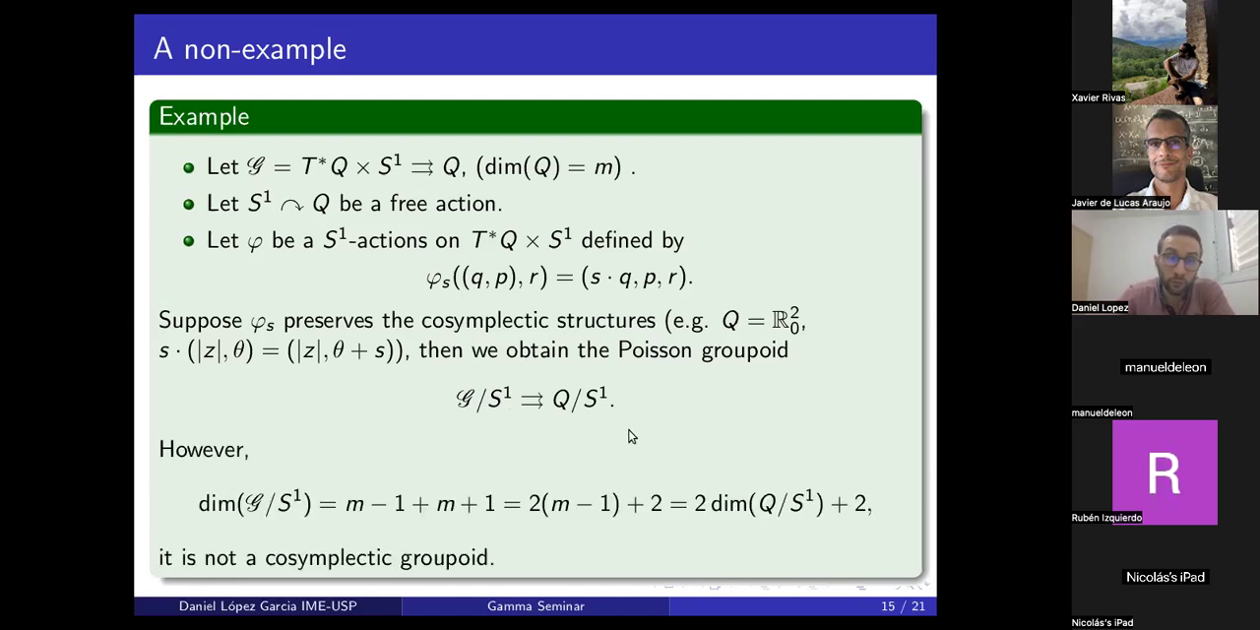But what happened? If you compute the dimension of this guy, of the arrows, the dimension is, okay, in Q, you lose one dimension because you have the action of the circle. In the direction of the covectors, you remain equal, being M. And I suppose that the dimension of Q is M. And the dimension of the circle is again 1. When you rearrange these numbers, you obtain this formula here, which says that the dimension of the arrows is two times the dimension of the base plus 2, which is different to the proposition that I mentioned before. For this reason, this guy cannot be a cosymplectic groupoid.